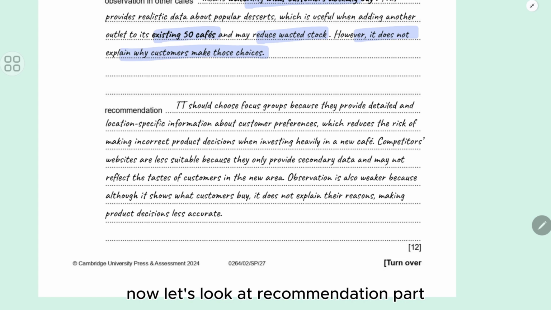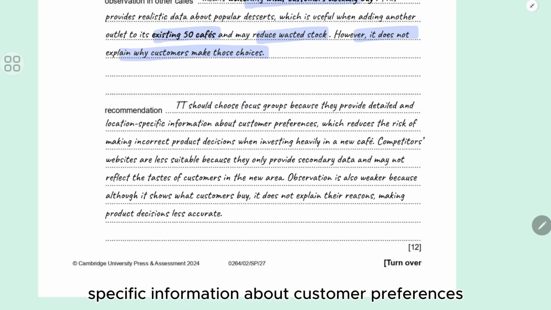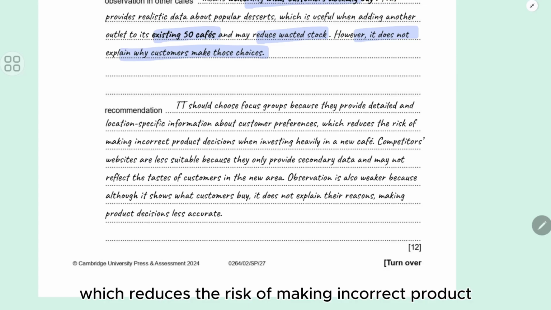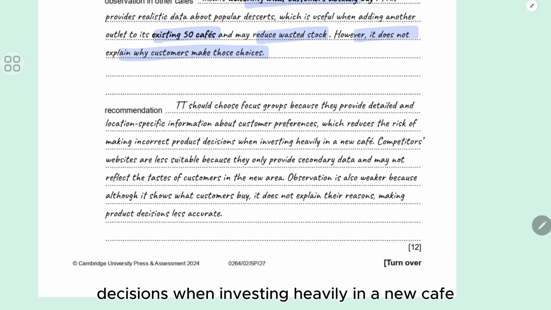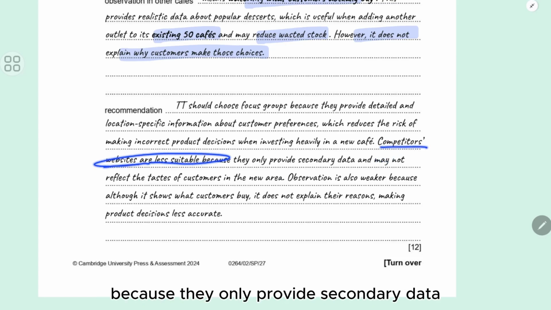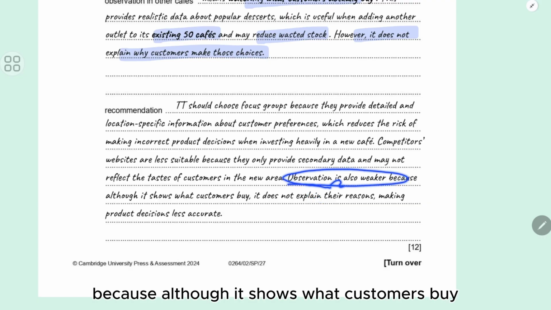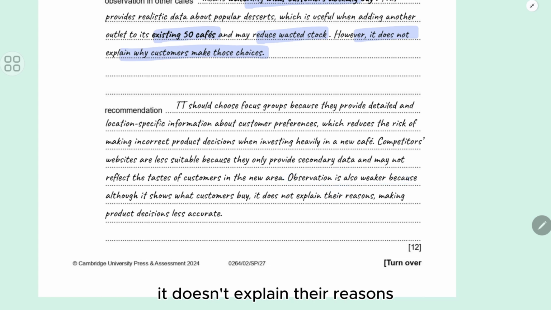Now let's look at recommendation part. TT should choose focus groups because they provide detailed and location-specific information about customer preferences, which reduces the risk of making incorrect product decisions when investing heavily in a new cafe. Competitors' websites are less suitable because they only provide secondary data and may not reflect the taste of customers in the new area. Observation is also weaker because although it shows what customers buy, it doesn't explain their reasons, making product decisions less accurate.